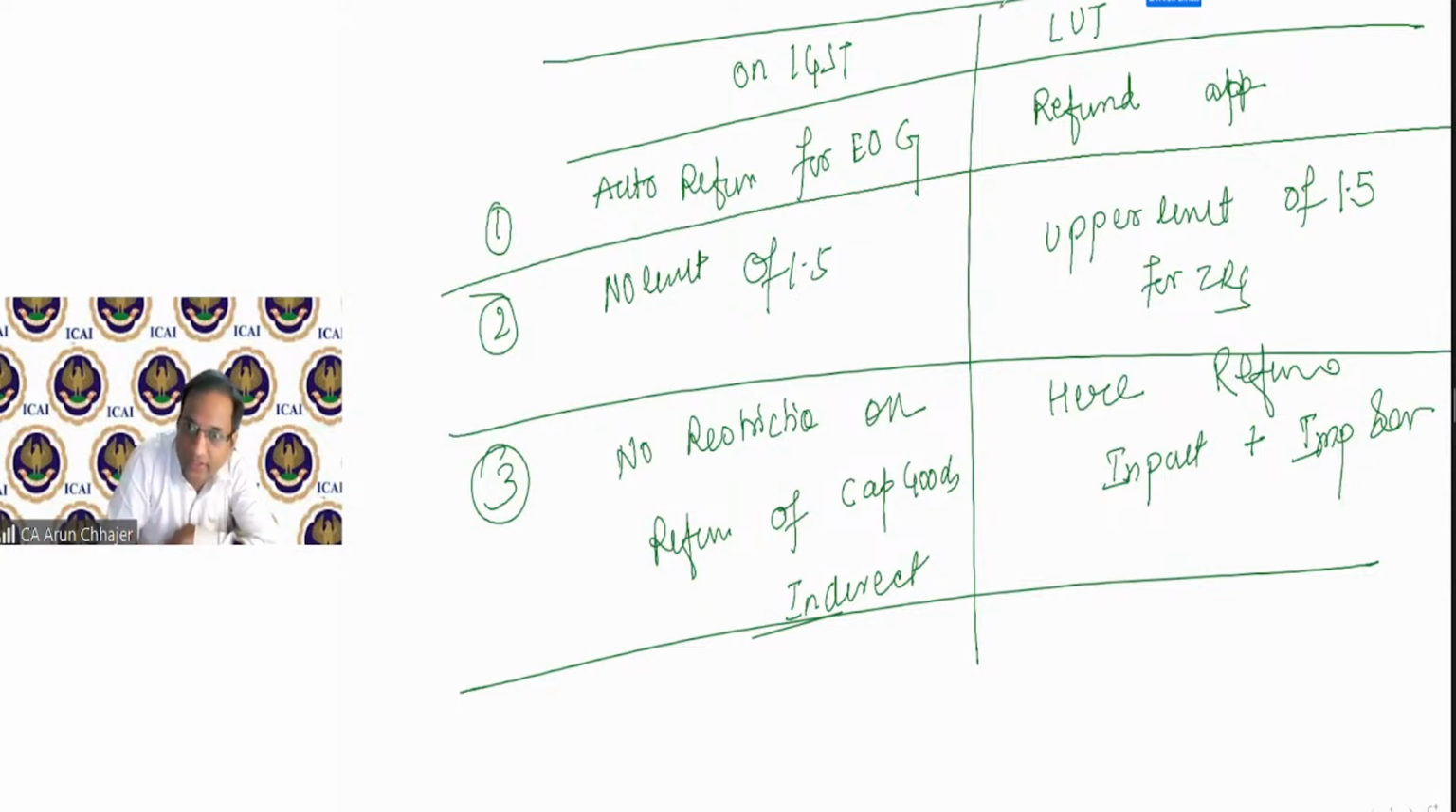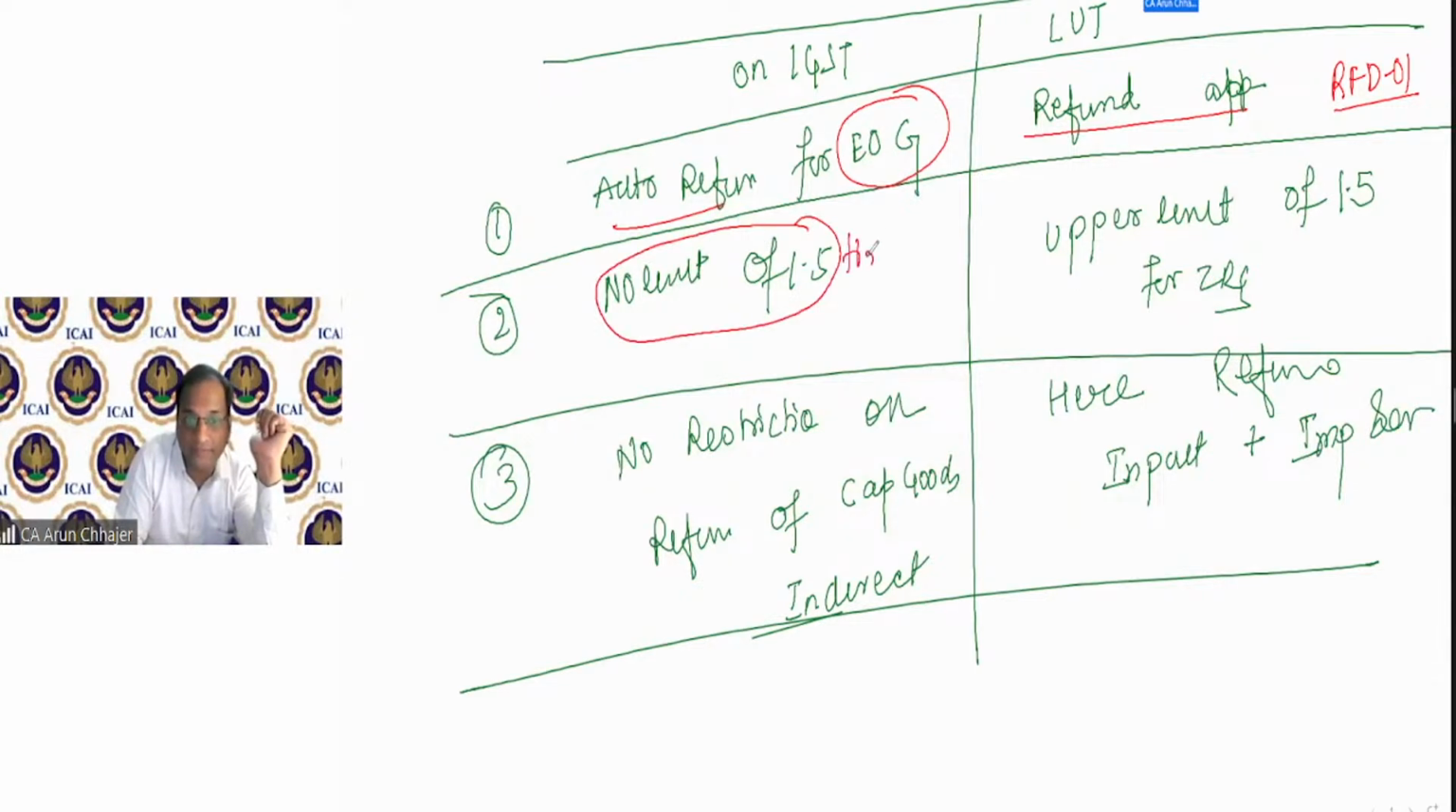When I was discussing which route I should opt, तो there are multiple factors which I should consider. मुझे कौन सा रूट में जाना है. Out of that, I have pointed out some parameters. In case of the export of goods, it is the automatic route. But in case of the LUT, I have to file the RFD 01. In case of the IGST route, there is no upper limit of 1.5 times. Here, there is an upper limit of 1.5 times of the zero rated supplies in rule 89(4). Formula में वो upper limit है.